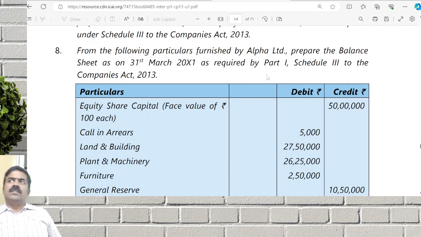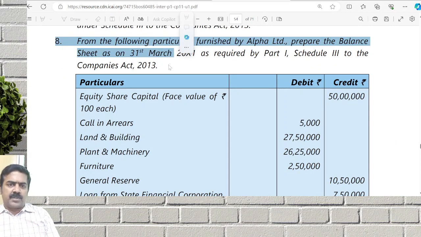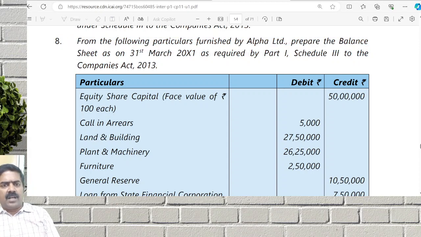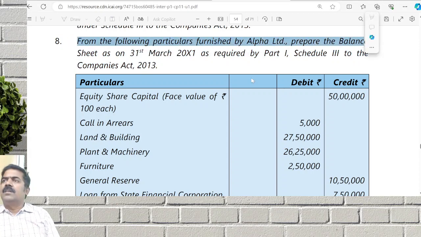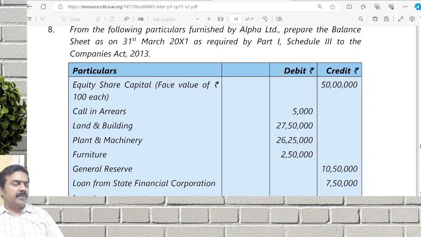This is your ICAI material. Question number 8, problem for practice. They ask you to prepare only which one? Balance sheet. Only the balance sheet they test. We will not solve this. We will just see where these things will come.